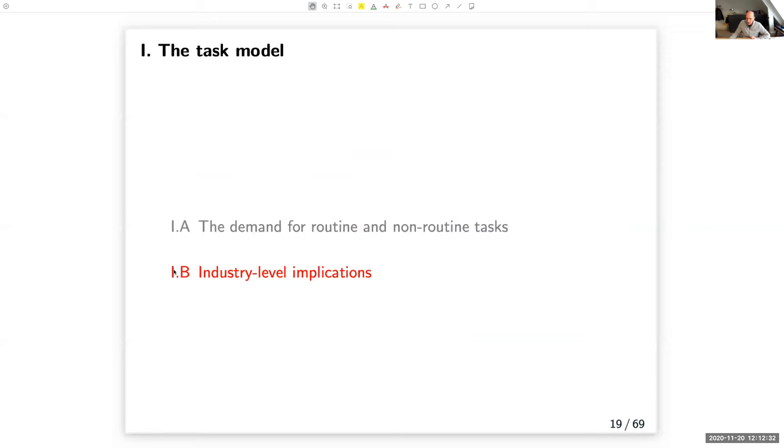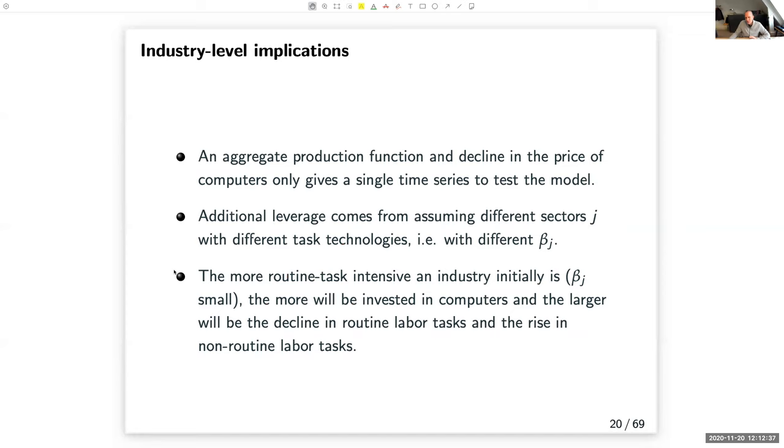The problem with this model is that we've just started with a decrease in the price of capital, so if you want to test this model at this stage, you would take it to the data, but you would only have one single time series, this decrease in the price of capital or capital accumulation, to test the model. So what you can do is get additional leverage from assuming different sectors J, and these sectors having different task technologies, in the sense that they have different beta J's. Now remember, beta J is the power in the Cobb-Douglas production function of non-routine labor tasks. Also remember that beta J captures the income share for non-routine labor in output.